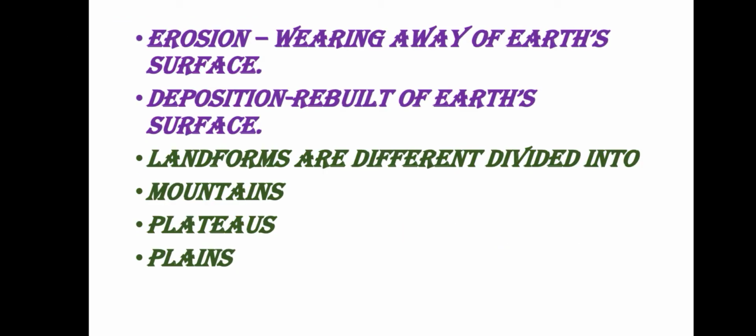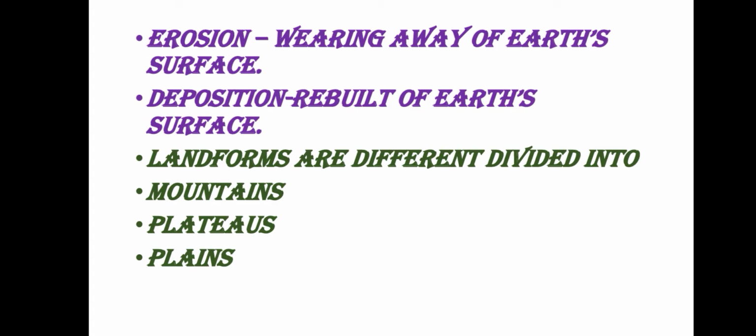Also there are two processes, erosion and deposition. What is meant by erosion? The wearing away of the earth's surface. You can see this during rainy seasons. The top part of the soil will erode due to the rain, right? That is called erosion. The soil will go to some other places and be rebuilt there. That is called deposition. Erosion means completely taking away of soil. The rebuilding of soil is called deposition.